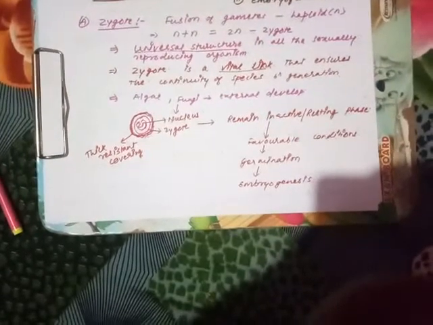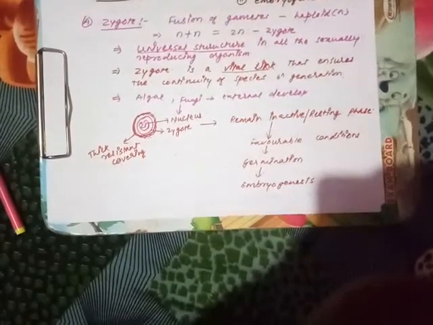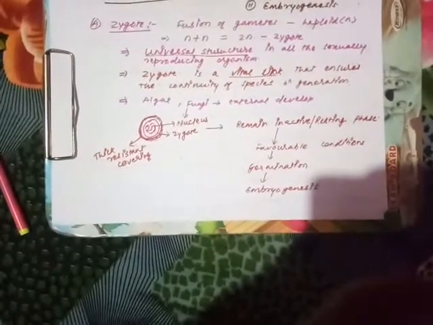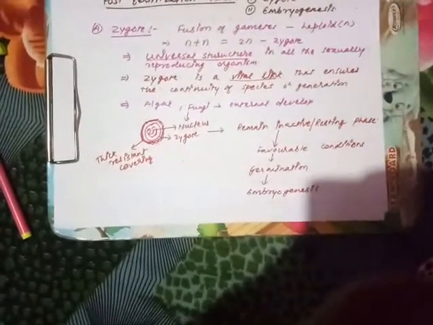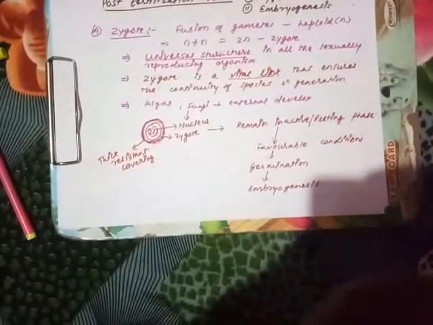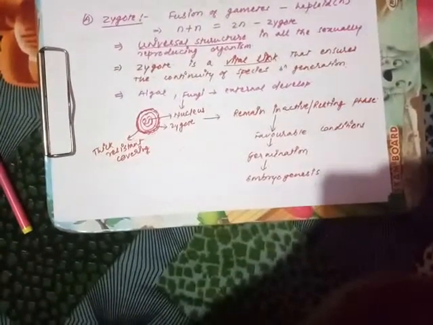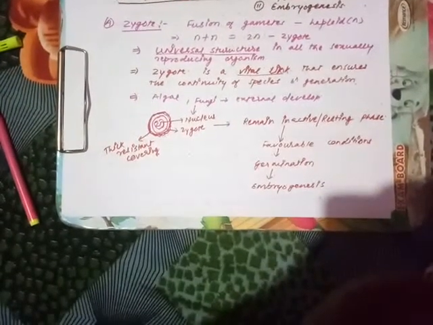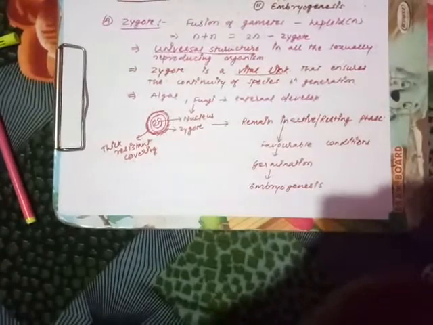To avoid such a situation, the zygote develops itself a thick resistant covering around it and remains inactive inside until and unless it gets the favorable condition. As soon as it gets the favorable condition, it is going to germinate and will start the development of the embryo. This is what is called embryogenesis.